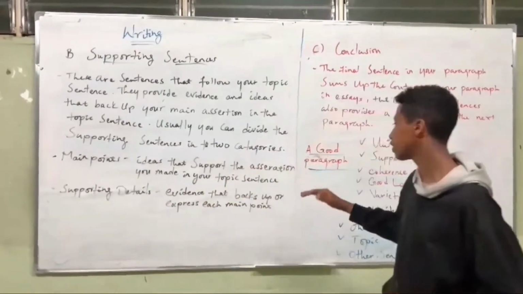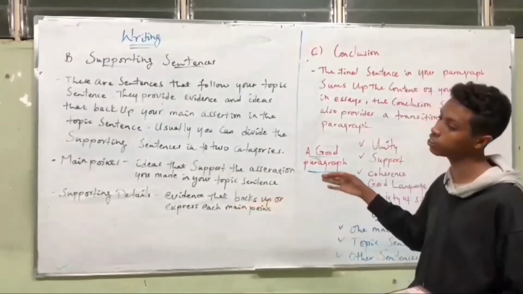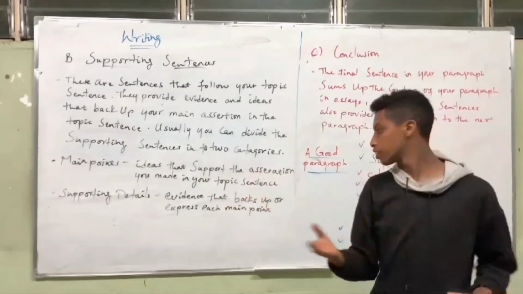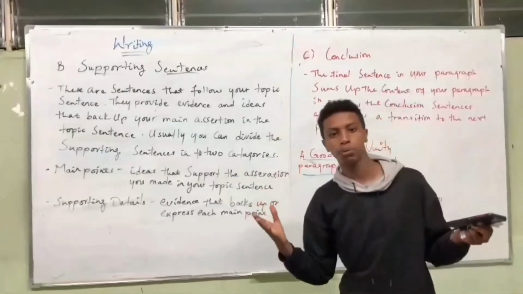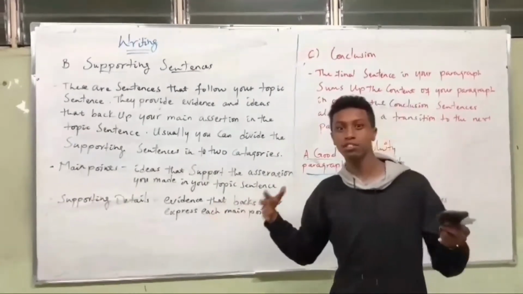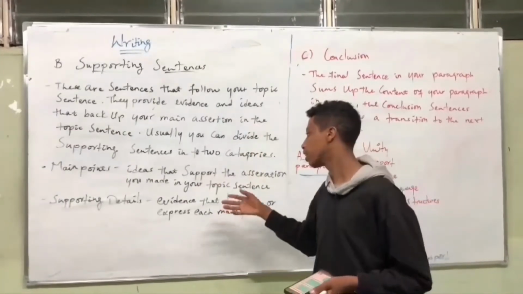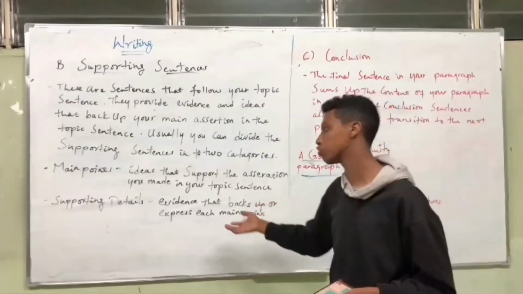They give evidence and back up and express each main point of the main idea. These are sentences that help us give evidence and make it more rational, giving rational information about the main idea, and they support the main idea by giving some details of it.